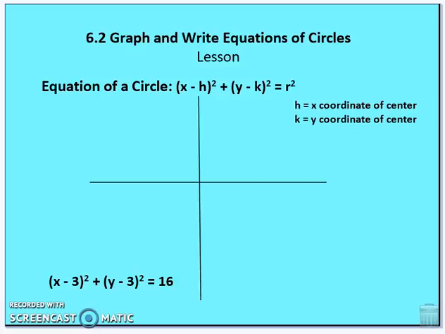Now I want you to take the equation in the bottom left of the page, x minus 3 squared plus y minus 3 squared is equal to 16. I want you to graph that, and then I want you to provide 4 points outside of the center. So 4 points on the circle, 4 coordinates, and I want you to provide the values for those coordinates. I'm going to pause here while you graph.